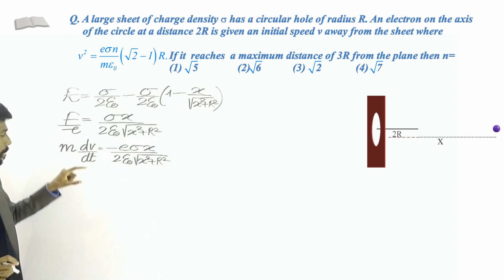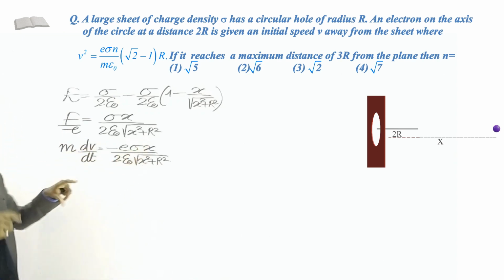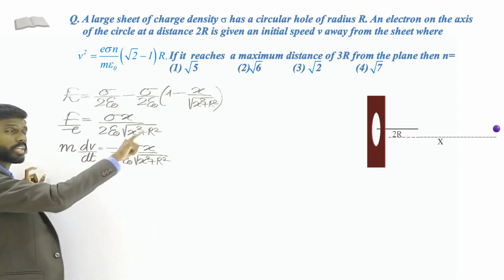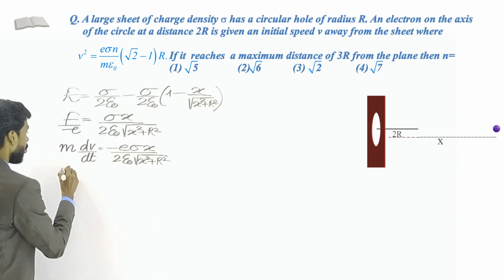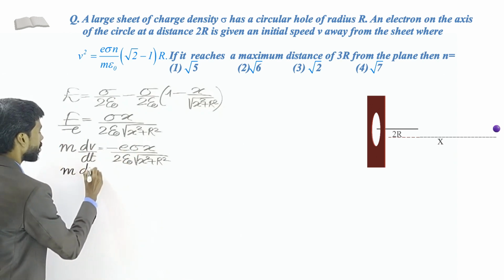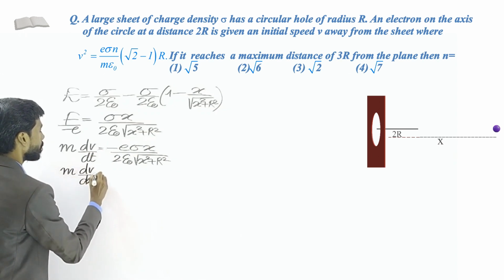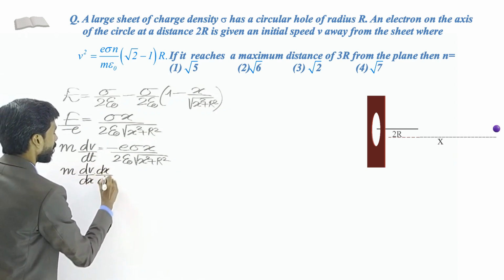But there are three variables here, v, t and x. Let's convert this into a two variable equation, then only we can do the integration on both sides. So m times dv by dt can be written as dv by dx multiplied by dx by dt, like the chain rule.